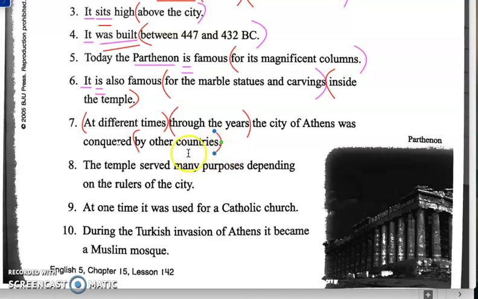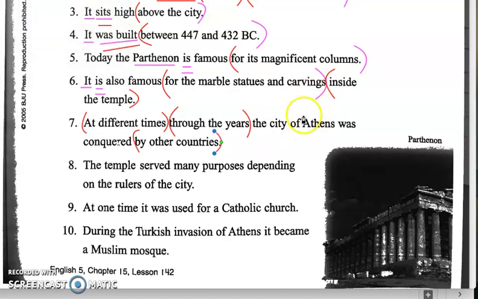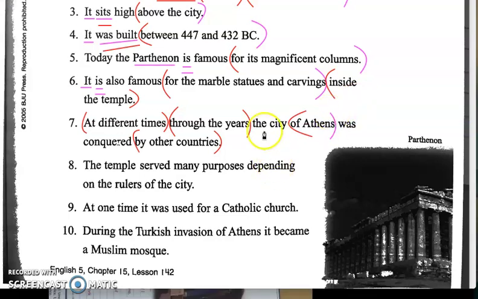So now, let's actually do the subject and verb. The city of Athens was conquered. City, oh, actually we have one more preposition. Oops. Of Athens. Subject, city, verb, was conquered.